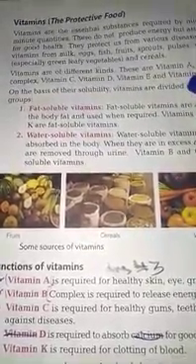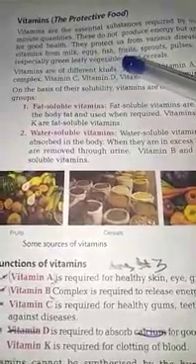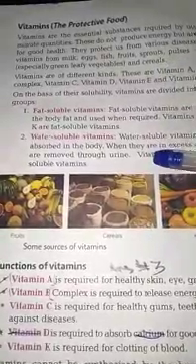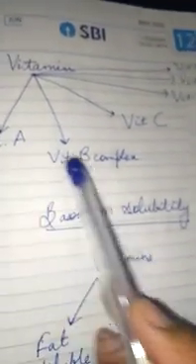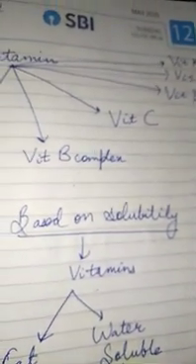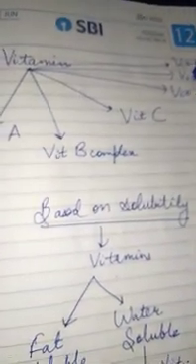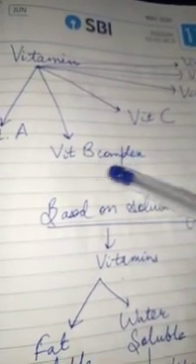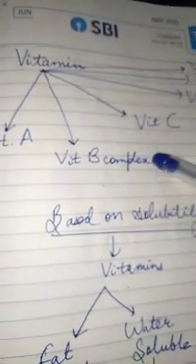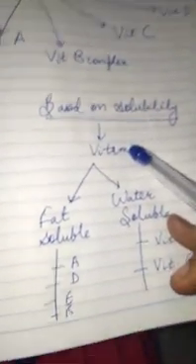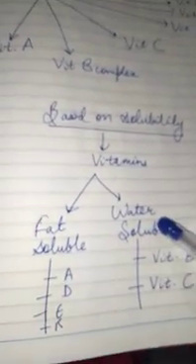We get vitamins from milk, eggs, fish, fruits, sprouts, pulses, etc. Vitamins are of different kinds. Mainly, vitamins are of 6 types. You can see here vitamin A, vitamin B complex, vitamin C, vitamin D, vitamin E, and vitamin K. These are 6 types of vitamins. Vitamin B complex is known as such because it consists of several other vitamins like vitamin B1, B2, B3 and so on.